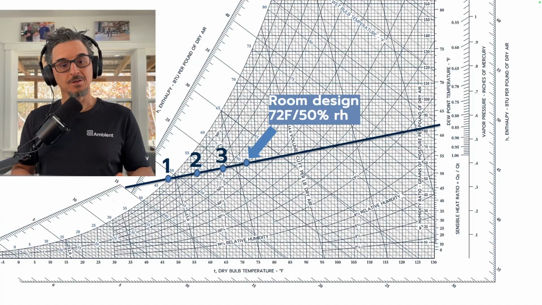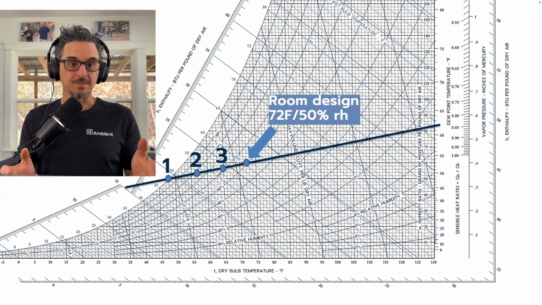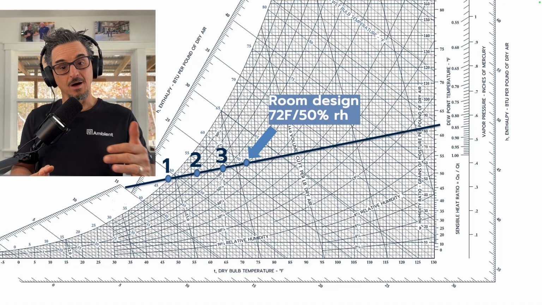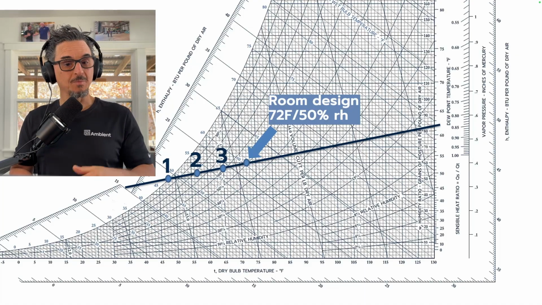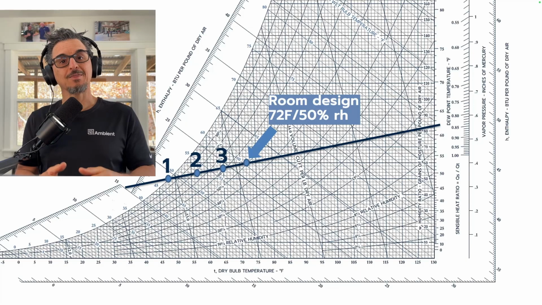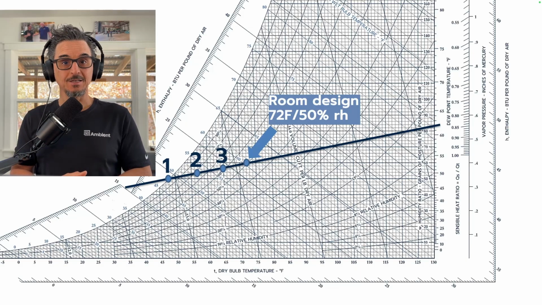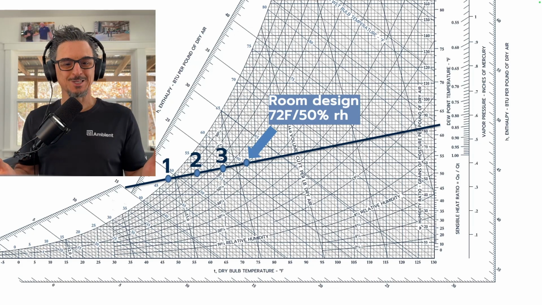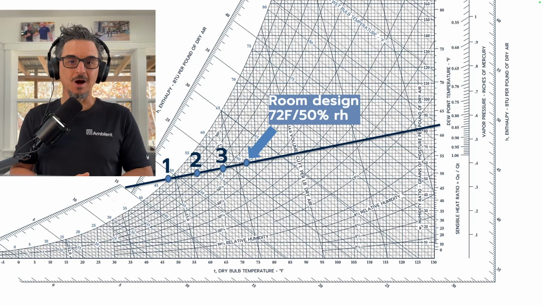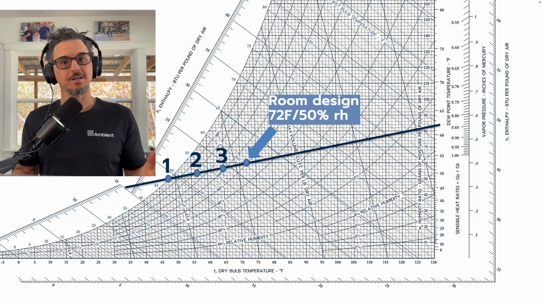So you see I've got some numbers there. If you provide air to the space anywhere along this line at 0.1, 0.2, 0.3, any of those conditions, at the right quantity of CFM, you will end up at your design intent. Now, typically, we're going to be somewhere around the number 1 mark because we're leaving the coil in a saturated state.